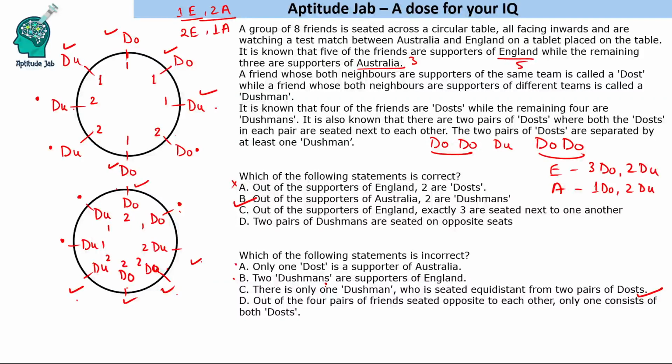The statement says there is only one dushman. No, there are 2 such dushmans which are equidistant from 2 pairs of those. So that is why this is incorrect.